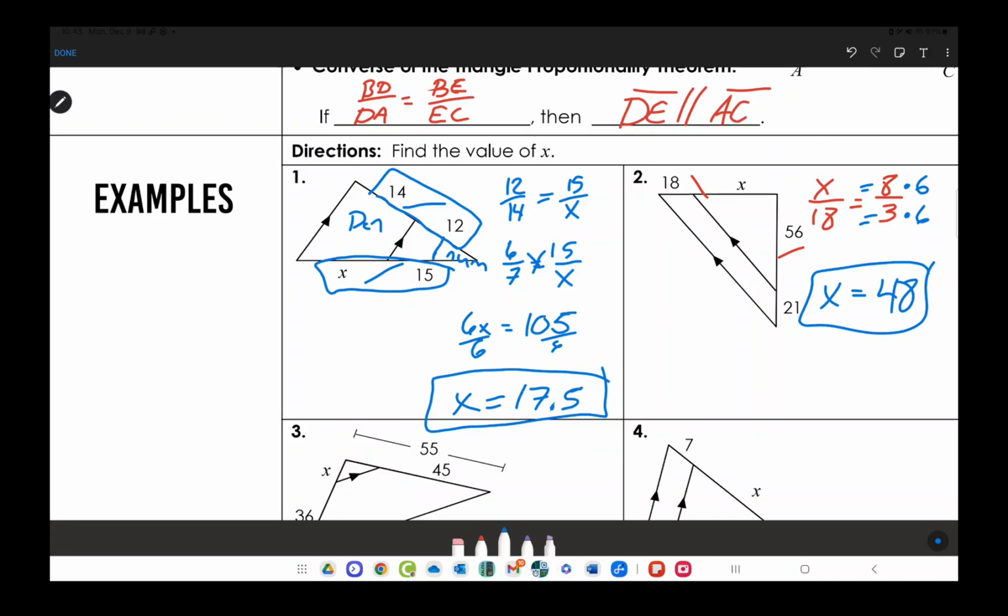So sometimes you can use shortcuts, sometimes you can't. Now, if you want to do cross multiplication every single time because you like it, go right ahead. Okay.